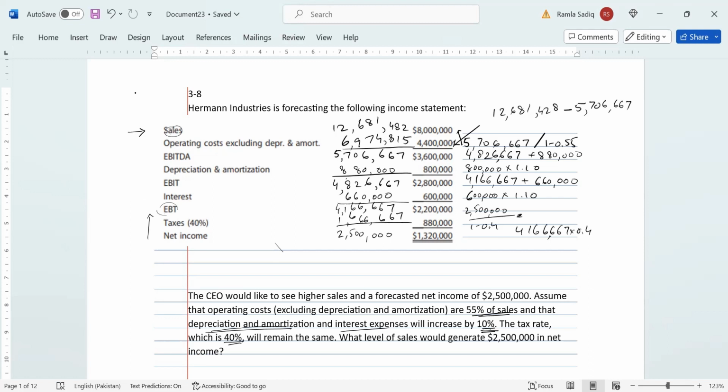And so the answer to the question, what level of sales would generate 2.5 million in net income? The answer to that is sales of 12,681,482, and it's done entirely by reverse calculating your income statement.